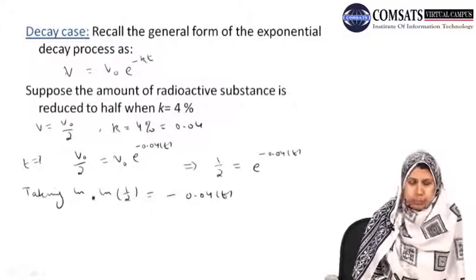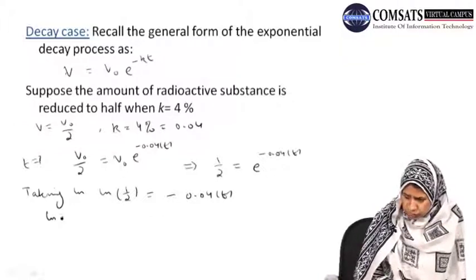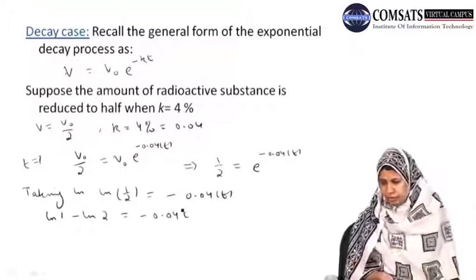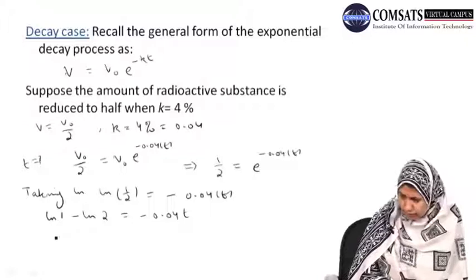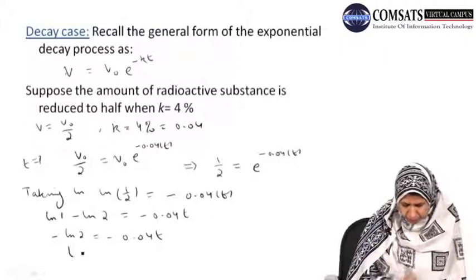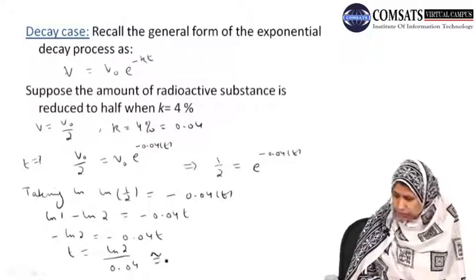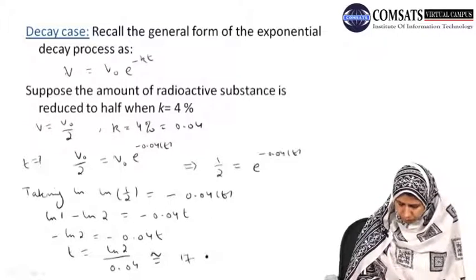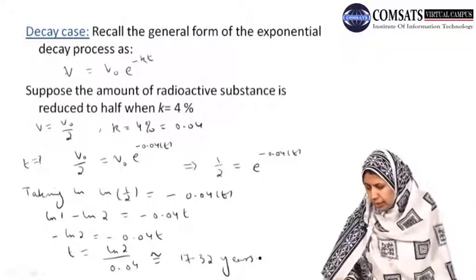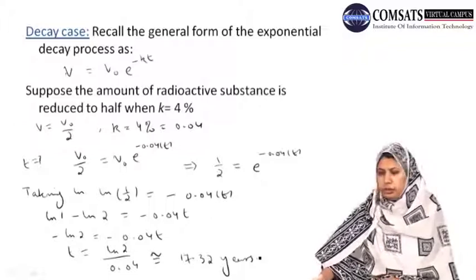And now here we can use the property of natural log, that is ln 1 − ln 2 = −0.04 t. Since ln 1 is 0, we are left with −ln 2 = −0.04t. The minus sign also cancels out, and the time t will be equal to ln 2 over 0.04, which is approximately equal to 17.32 years.